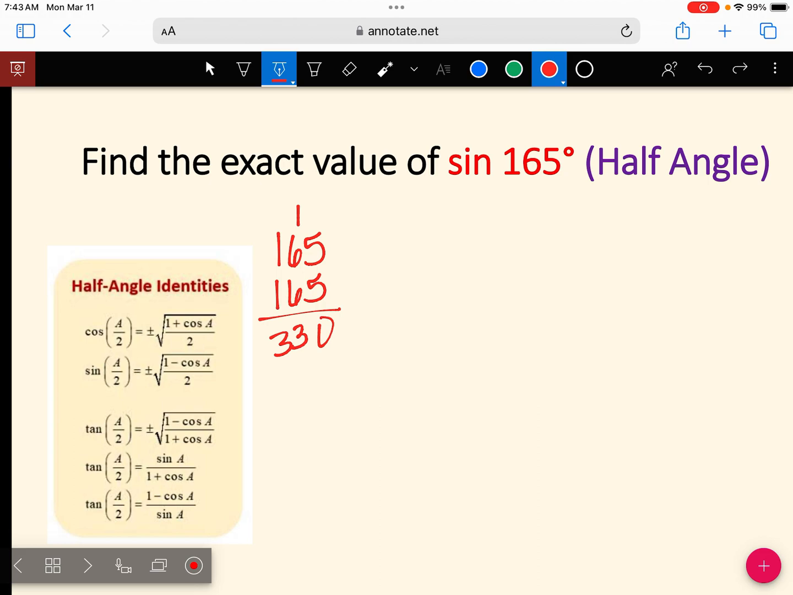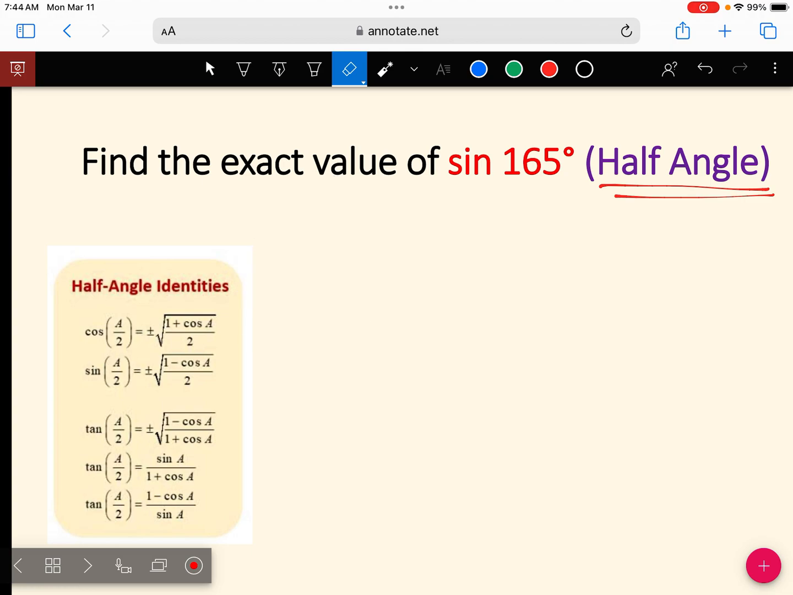So the first thing I would figure out, and it's going to tell you on the test, it'll say use half angle, use sum and difference. It'll say that in most questions. Okay, so what angle am I dividing in half to get 165? 330. So if you're not sure, you just add them twice, you get 330. So theta is 330. So I'm using the sine again.